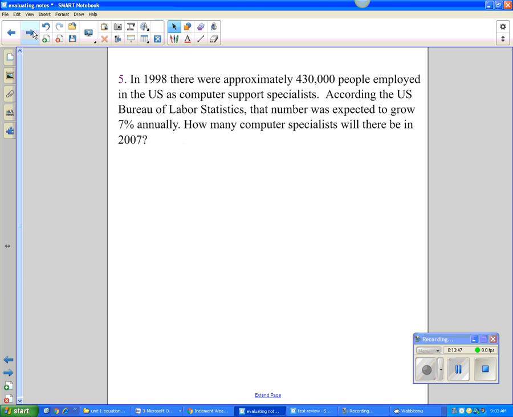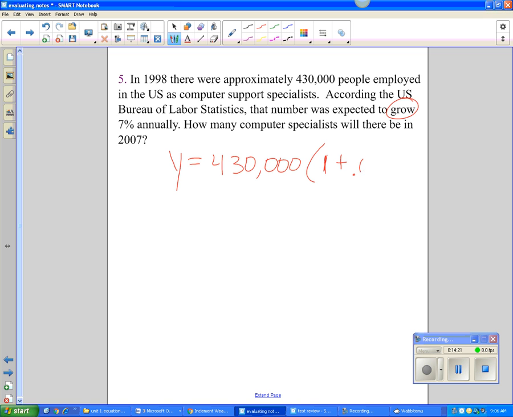Number 5. In 1988, there were approximately 430,000 people employed in the U.S. as computer support specialists, according to the U.S. Bureau of Labor Statistics. The number was expected to grow 7% annually. How many computer specialists will there be in 2007? Okay, so I'm going to work this one out. So y equals is my first step. 430,000 parentheses, because I see a percent, so I did a parentheses and I put a 1. And this one is growing, so that's a plus. And 7% is 0.07 to the x. Okay, so that's my y equals.